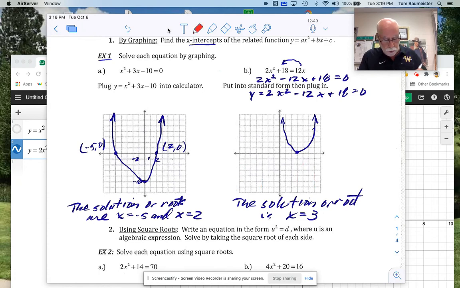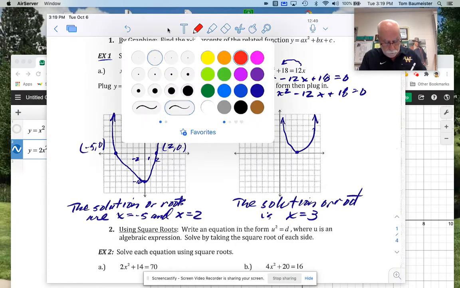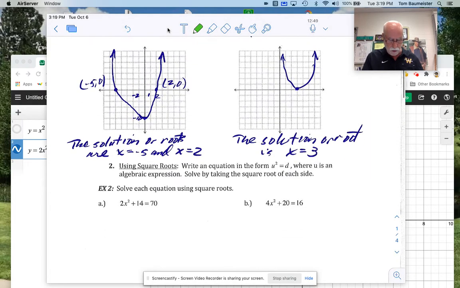Okay, so let's go ahead and go to the next one. It says using square roots, write an equation in the form u squared is equal to d, where u is an algebraic expression. Solve by taking the square root of each side. And the first one, example 2, solve each equation using the square roots. Now notice on these ones here, there's no x term right now.